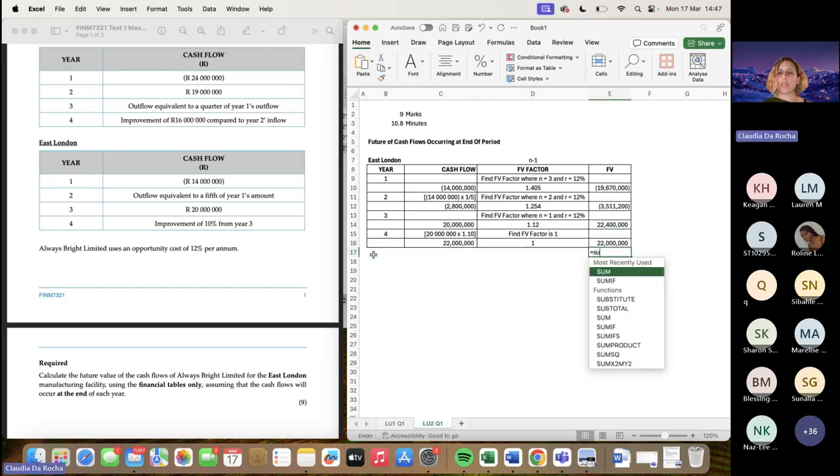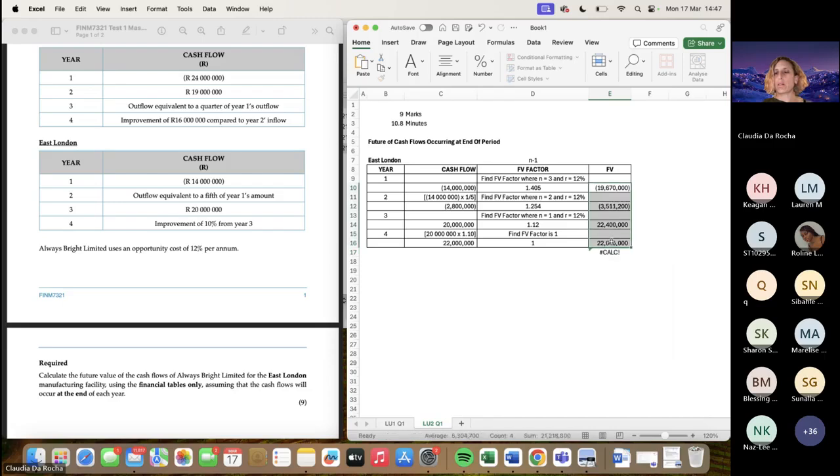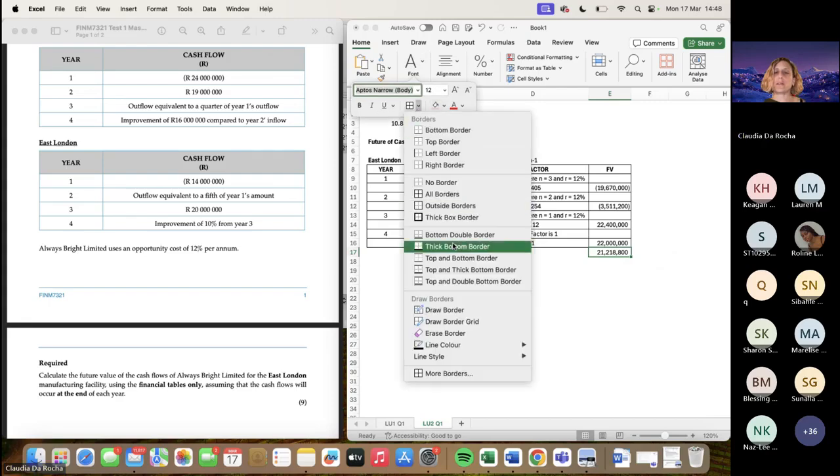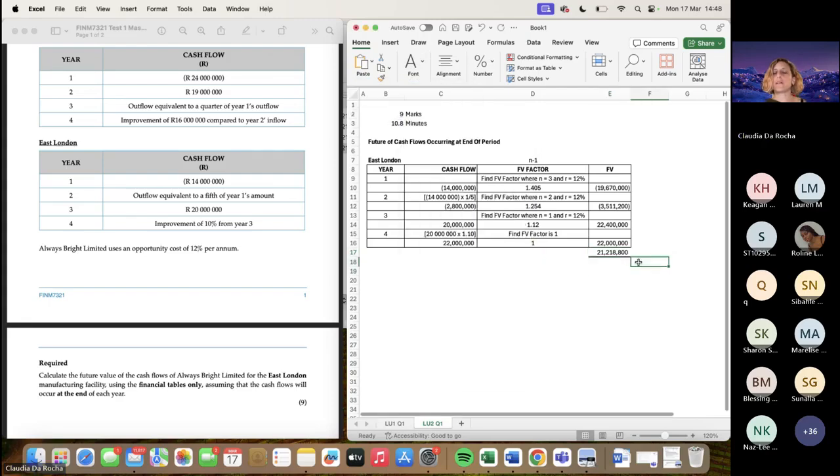Then once we've done that, we sum it up. And we get 22218. And that is basically our future value. Okay, any questions on this?